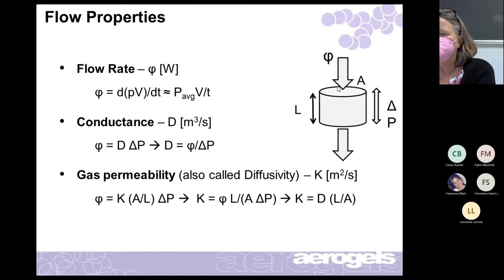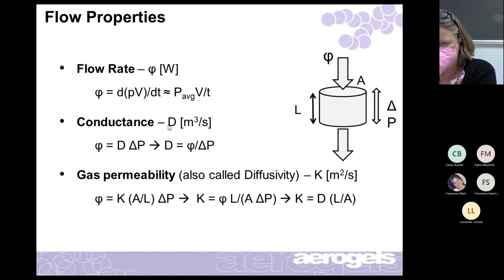And from that, I can calculate something that is called a conductance, which is going to be equal to my flow rate divided by the pressure drop. There are many different names given for these, and many different symbols that I've seen in the aerogel literature. For now, I'll use D.